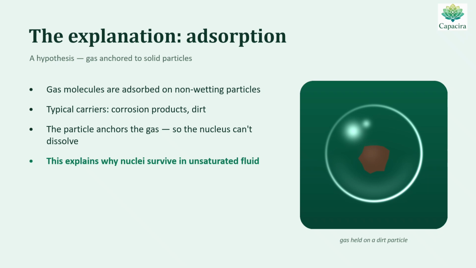Easy example: imagine a balloon floating in the air. If nothing holds it, it flies away. But if you tie it with a string, it remains in one place. Similarly, the gas bubble is a balloon and the dirt particle is a string. The particle anchors the bubble. This explains why nuclei survive in unsaturated fluid. As you can see in the picture, gas is held on a dirt particle.